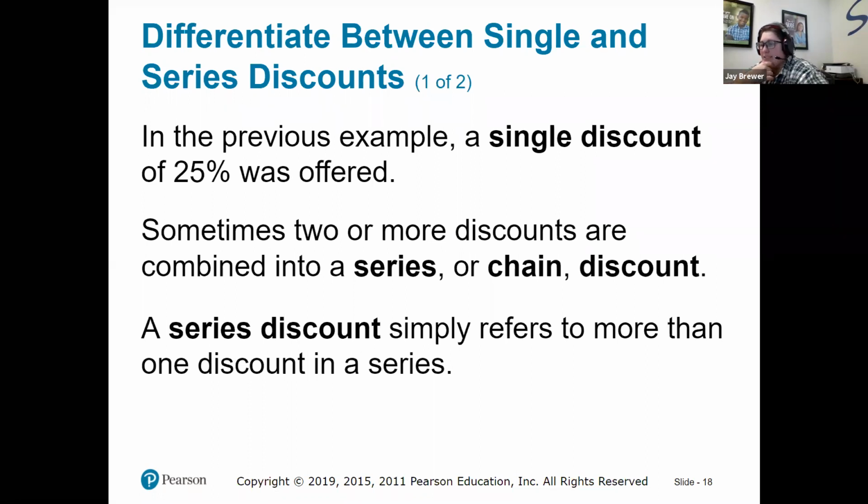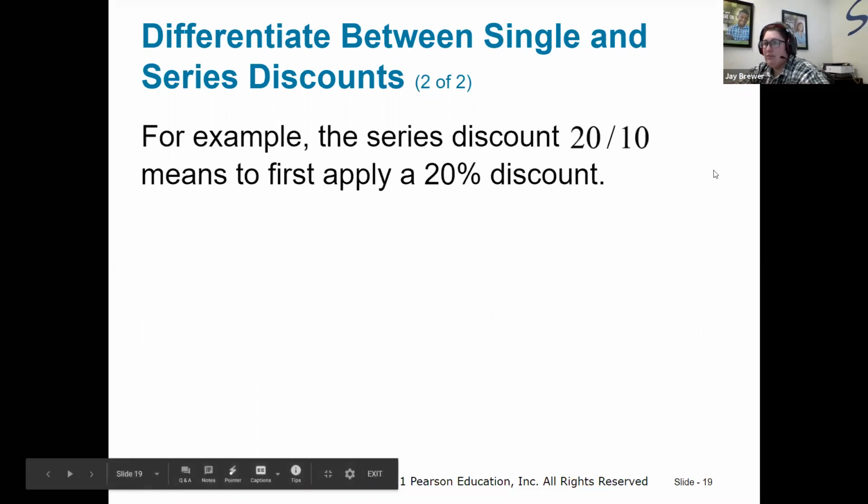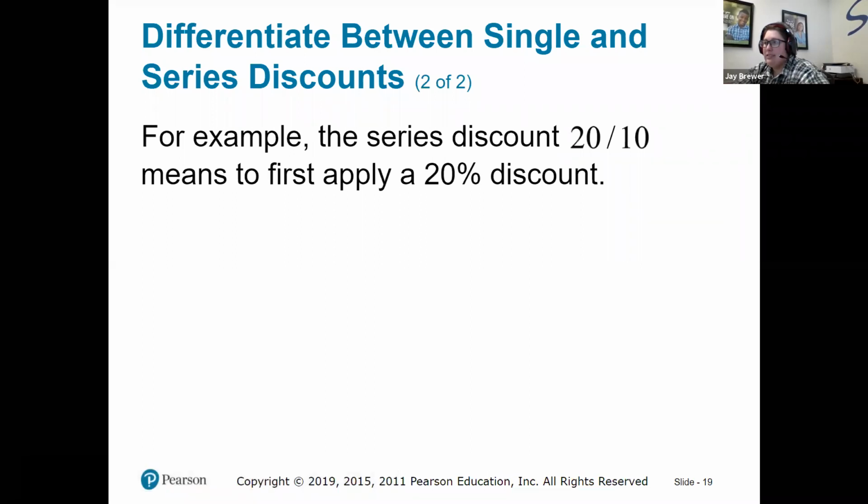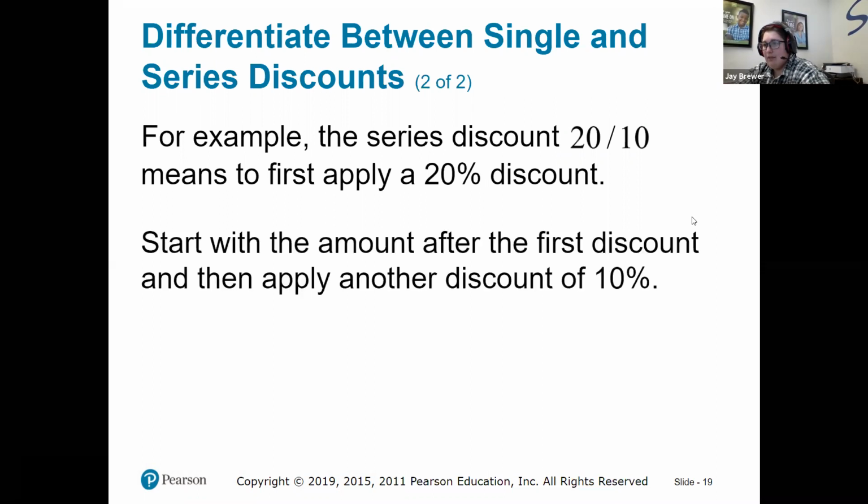So a series discount simply refers to more than one discount in a series. All right, it looks like we're going to have an example. For example, the series discount 20/10 means to apply a 20% discount, then start with the amount after the first discount and apply another discount of 10%. I know you guys do better with examples.